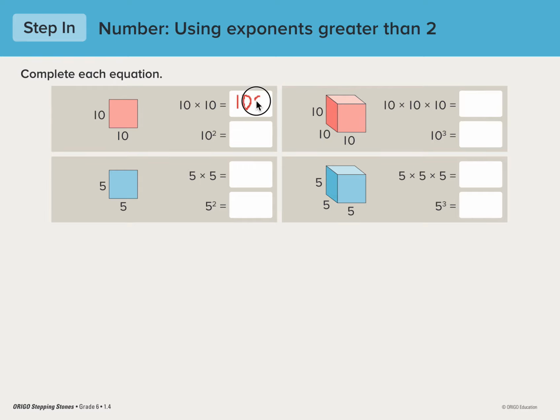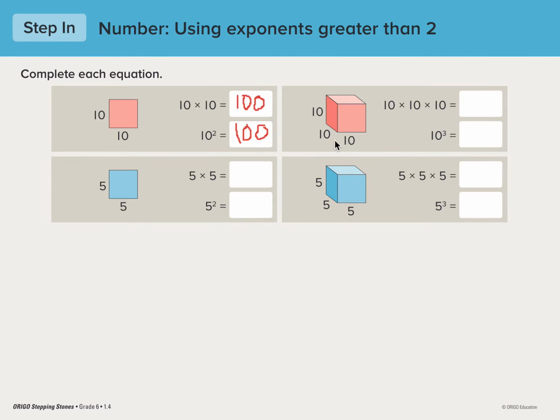Okay. Go ahead and fill in 10 squared then. 10 is being multiplied 2 times. 10 to the second power or 10 squared. Notice where we get that term squared from, because a square has side lengths the same. When we find the area, we multiply that number by itself twice. So 10 squared, 10 to the second power is 100.